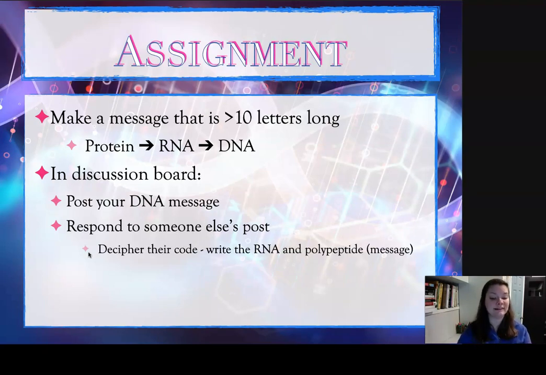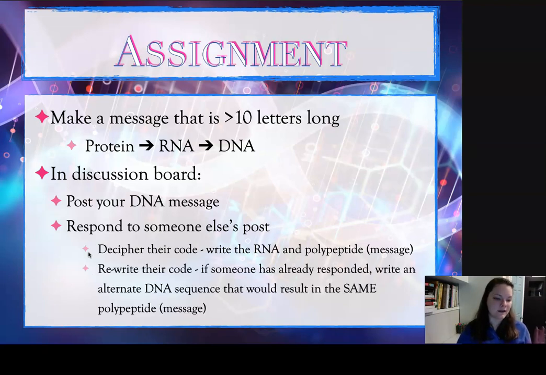And so you have 2 choices. You can either take what someone else has done and decipher their code. So they've given you the DNA. Now you go through and determine what is the RNA and what is the polypeptide message. Just use the single abbreviations for the amino acids. If they're all taken, or if you just want to not do the first thing, you can go back in and rewrite their code. So figure out what is the polypeptide message and then reverse engineer to find a different DNA sequence that would result in the same polypeptide or the same message.